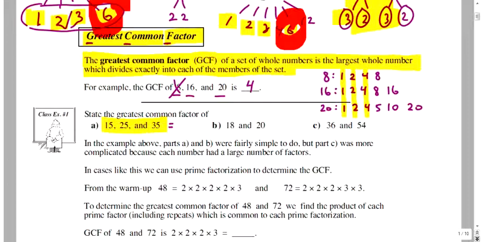I'll probably ask you. Does everyone agree with Calvin? Is 5 the biggest one that goes into all 3? Yeah, okay? You can't find another number bigger than 5 that goes into these 3 numbers evenly. All right? 18 and 20.